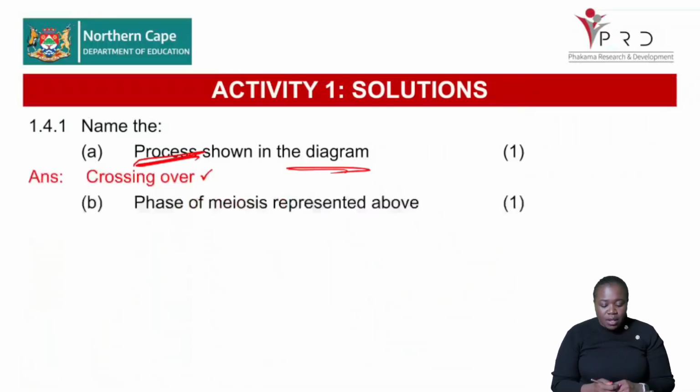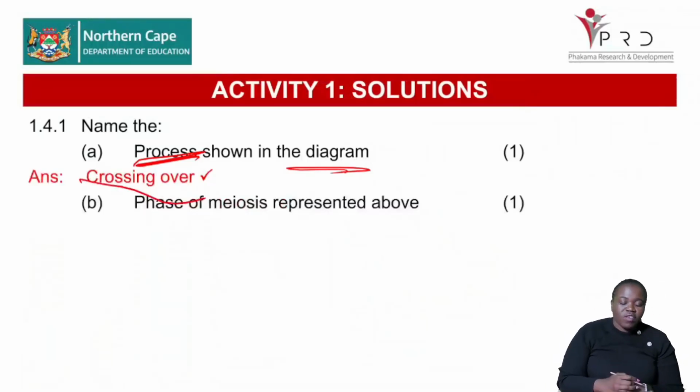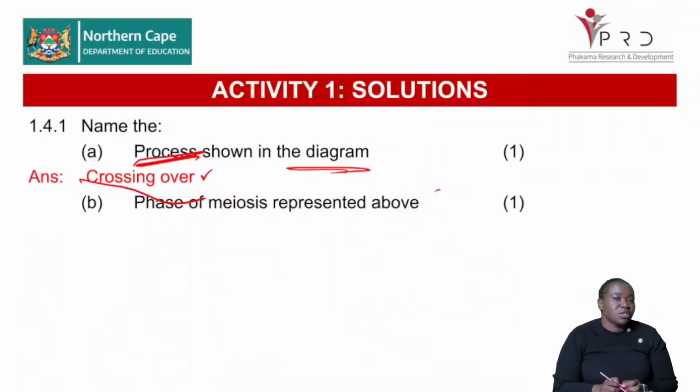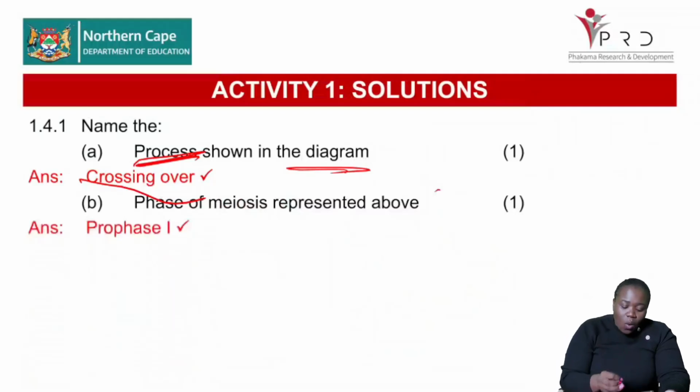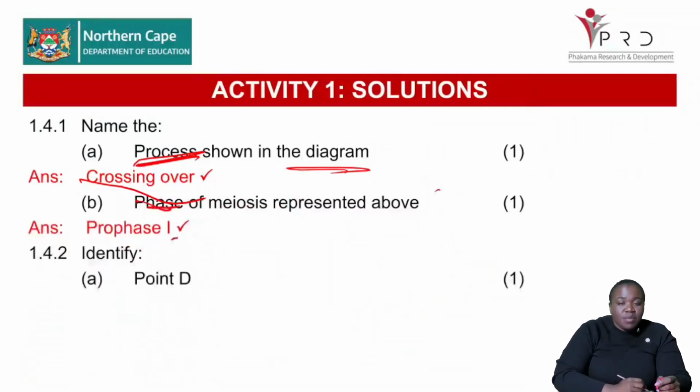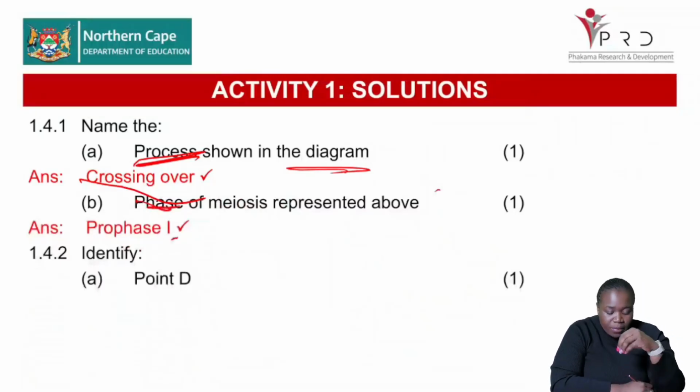So we can see that it is crossing over. And then B, the phase of meiosis represented above. When does crossing over take place? Crossing over takes place during prophase. So the answer for B there would be prophase 1. Different from prophase 2, therefore, this only takes place in prophase 1. Okay, not in prophase 2. So you must make sure that you say prophase 1 when you answer the question, because once you say prophase only, we don't know whether you mean prophase 1 or prophase 2, so that becomes a problem.